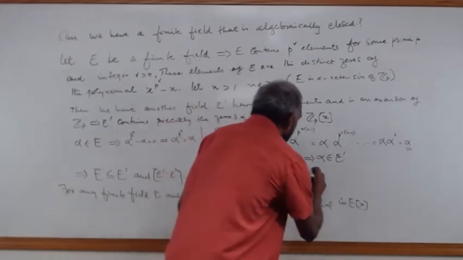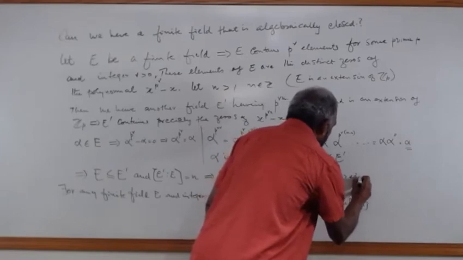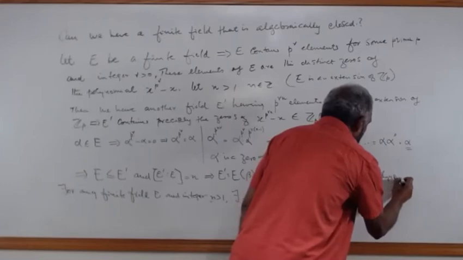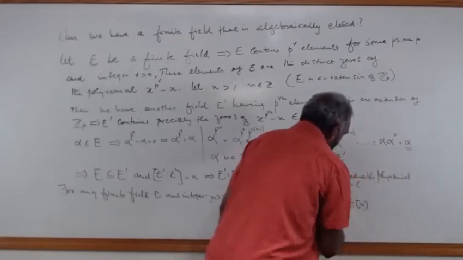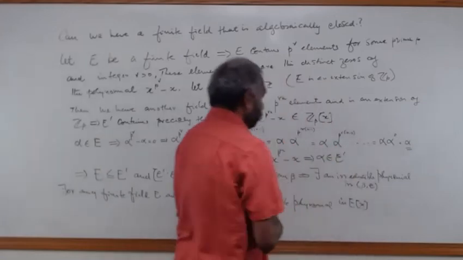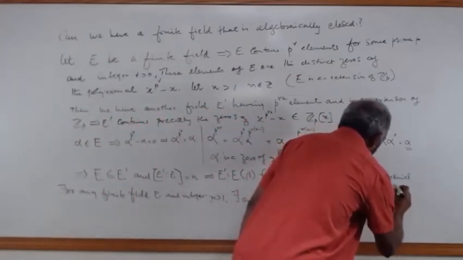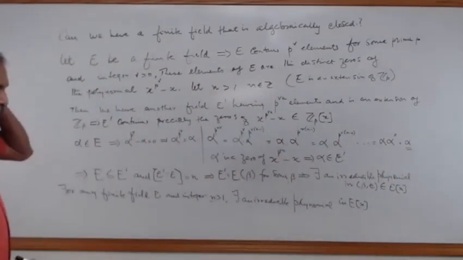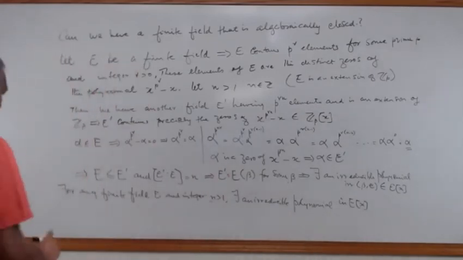there exists an irreducible polynomial, irreducible polynomial of beta over E, belongs to... same. If you want to add one more step here, that is, this is a final result.